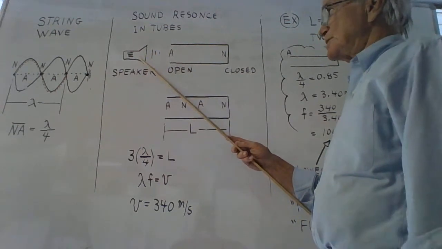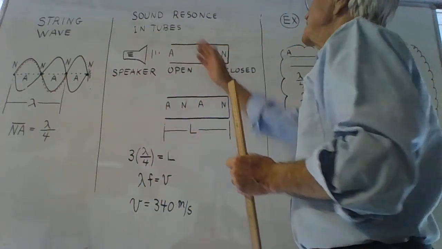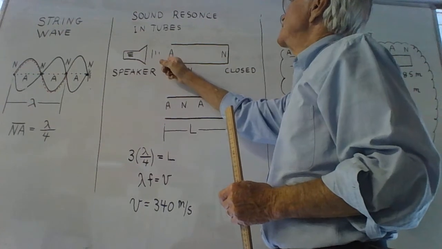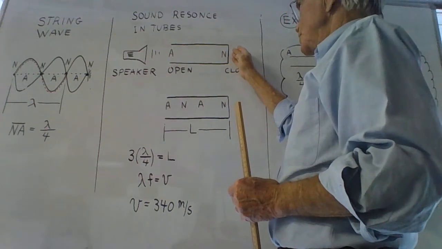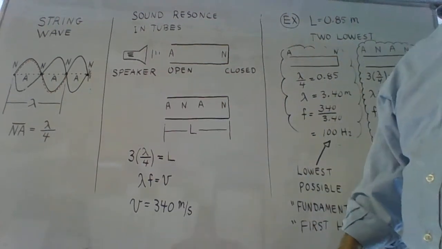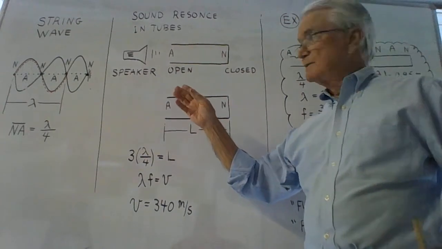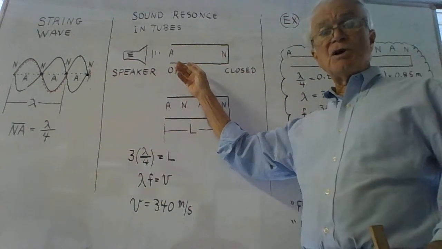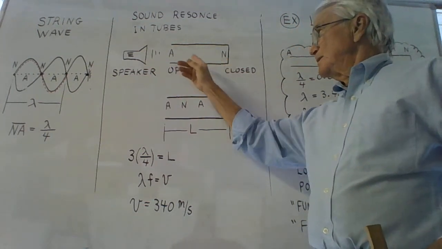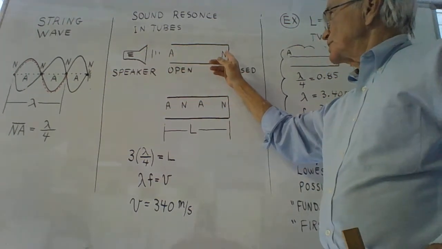I show a speaker. The membrane is vibrating. It's sending sound into this tube, that end of which is open. The other end happens to be closed. Now, what I've diagrammed here is one possible resonance condition that can exist in this particular tube, and in all tubes that are open at one end, closed at the other. It's labeled A at the open end, N at the closed end.